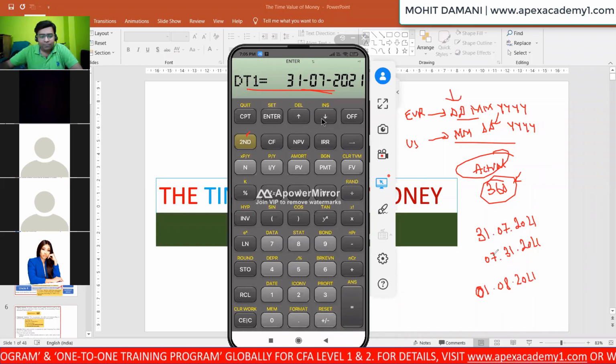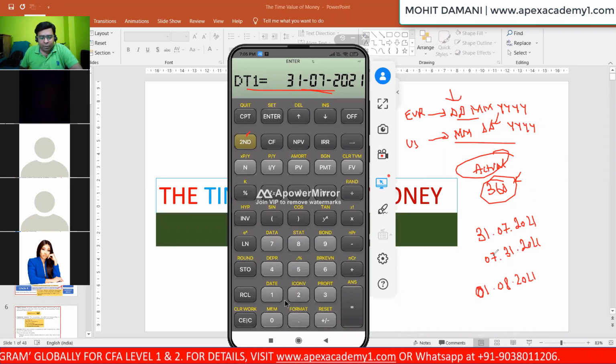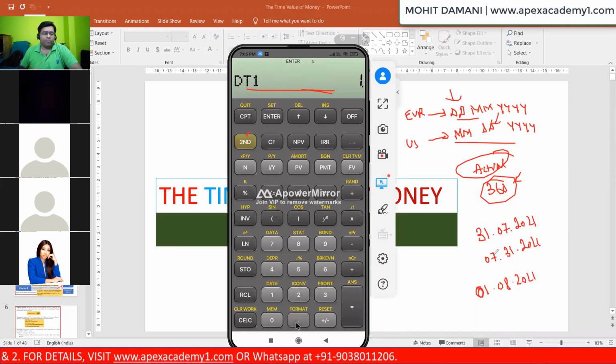How will I enter that? It's very simple. You will enter only one dot. So if my US friend is entering 31st July, they will enter 7.3121, and when you press enter, the calculator will take your date.